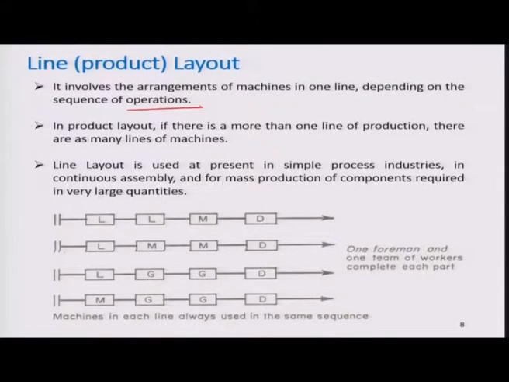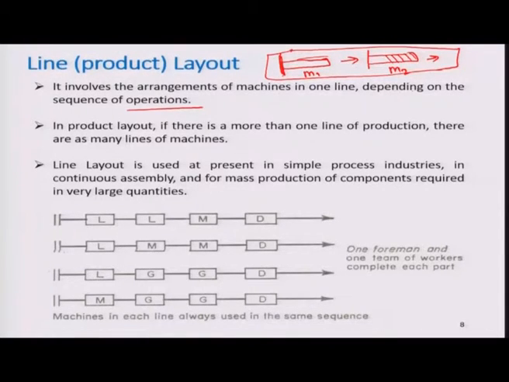Suppose you want to make a threaded screw. First you will have to make the shank, a plain screw without threads. Then after that, in another machine, there will be threading on this part. So here it will be done on M1, then on M2. The product is arranged in such a way that operations happen in sequence.